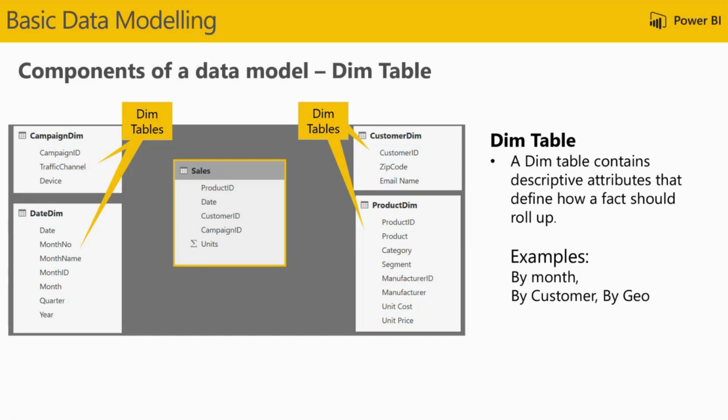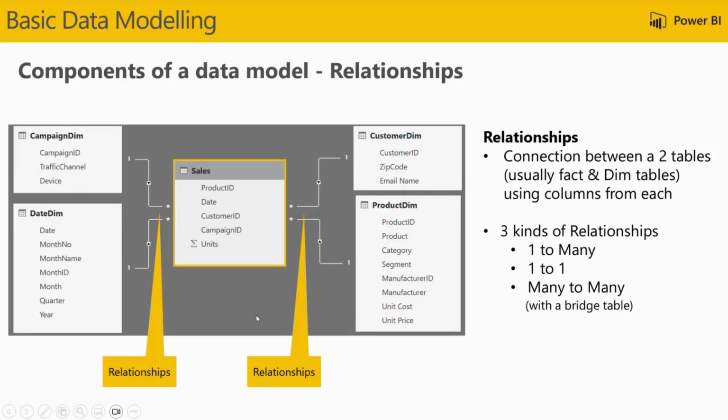For example, as you can see, I have a date dimension table, which has date, month, quarter and year. Similarly, there is a customer dimension table, which has customer ID, customer name, zip code, email ID, and so on and so forth. There is also a product dimension table, which has all the details about the products. Now, once we have relationships between these tables, then we call it a data model.